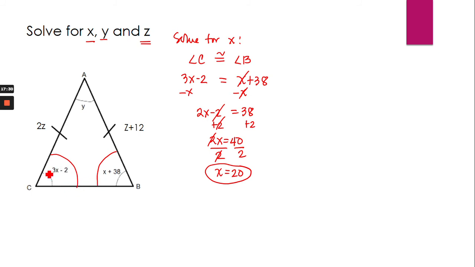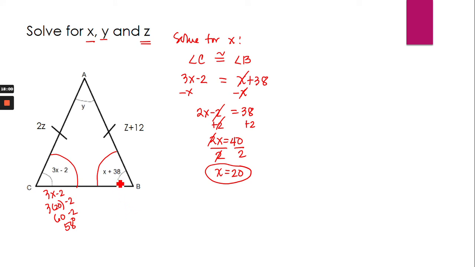Now to find the measure of angle C, where did I get that? Okay, if x is 20, what is the measure of angle C? You just simply plug in the value of x into the given expression. So 3x minus 2, if x is equal to 20, so 3 times 20 minus 2, this is 60 minus 2 equals 58 degrees. Right?